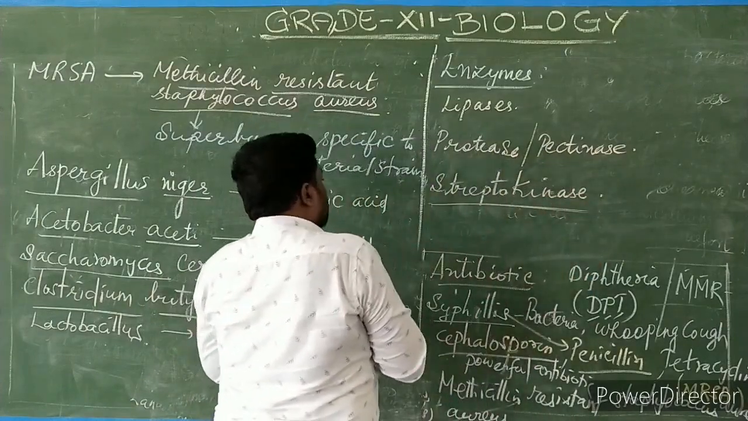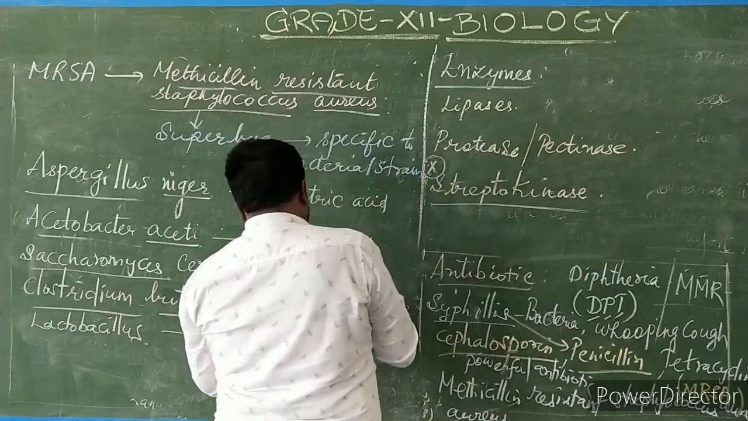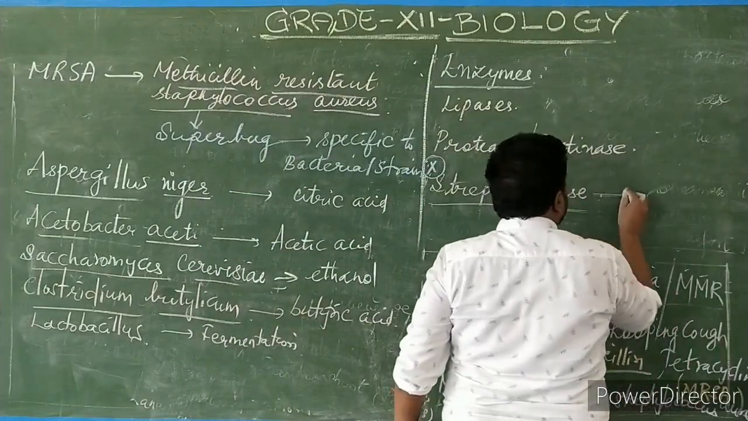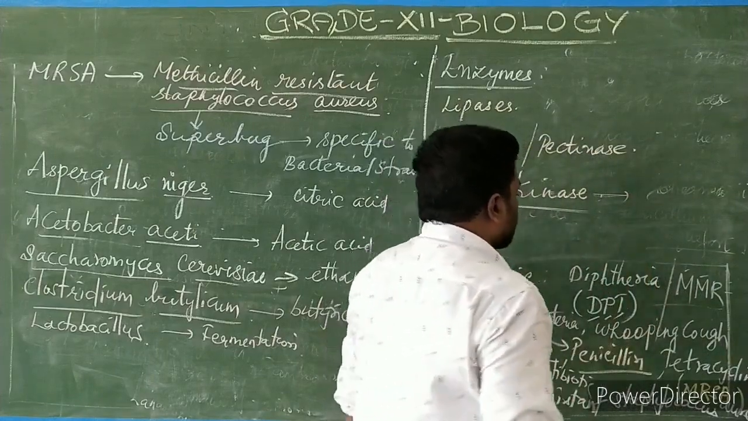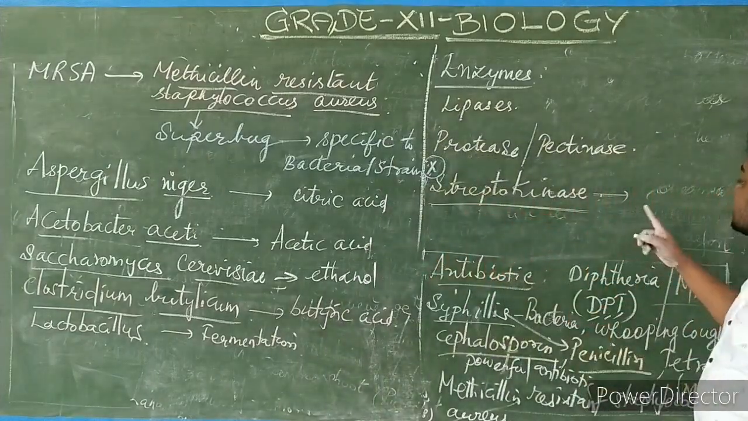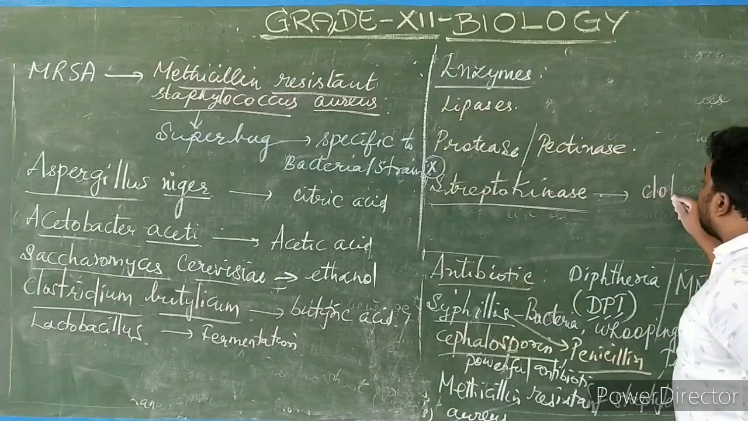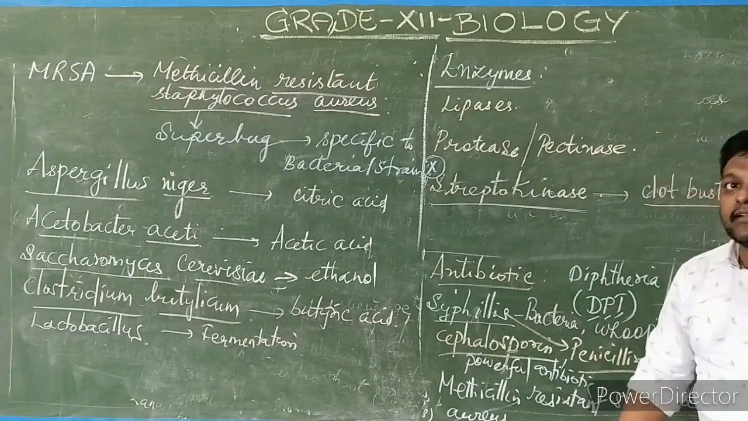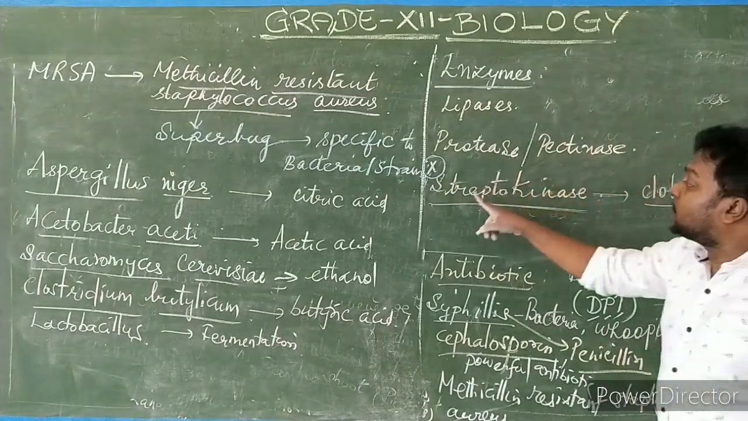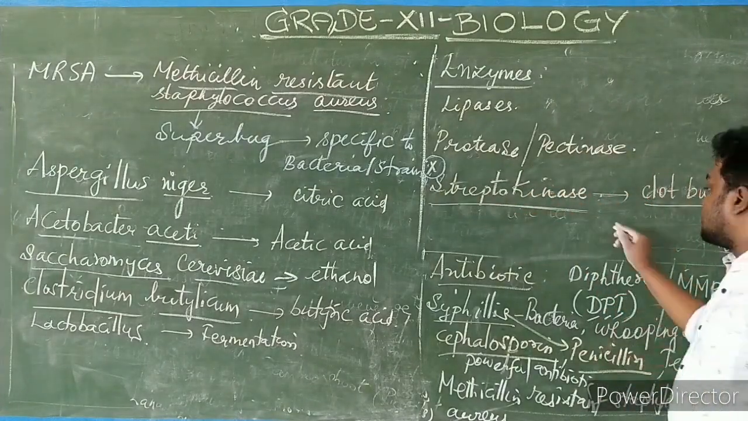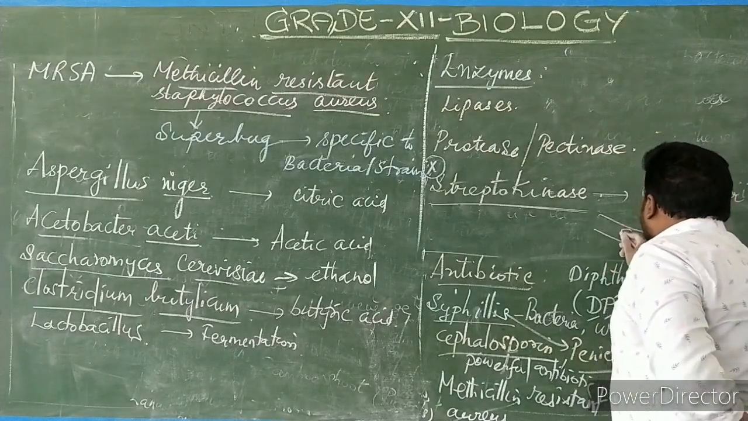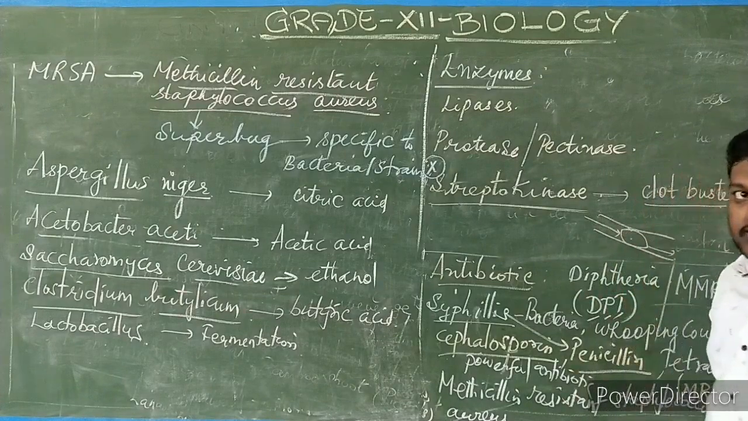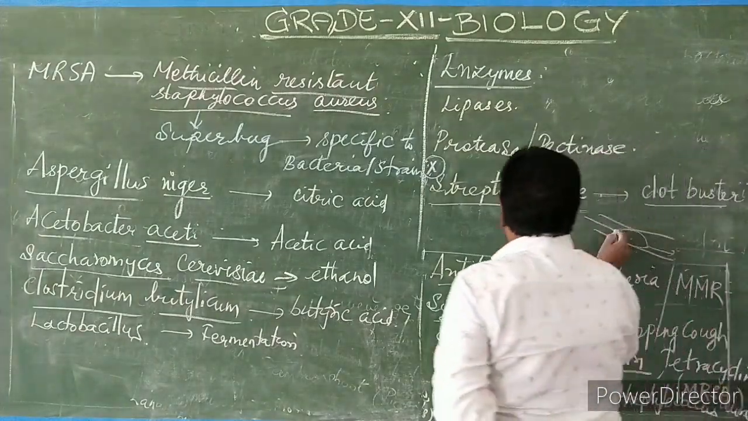Very important, this you can also expect in your board examination. What is this streptokinase? Streptokinase is an enzyme obtained from Streptococcus bacteria, and it is considered to be a clot buster. The clots will get burst when you use streptokinase in the blood vessels. When there is a clot, streptokinase will go and pierce this clot.